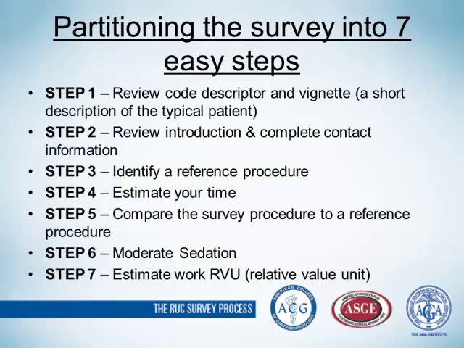So what are the 7 easy steps? Step 1 is to review the code descriptor and the vignette. That is a short descriptor of the typical patient. Step 2, to review the introduction and to complete your contact information. Step 3, identify a reference procedure. Step 4, estimate your time. Step 5, compare the survey procedure to a reference procedure. Step 6 addresses a question about moderate sedation. And in Step 7, you will estimate your work RVU. So let's go to Step 1.